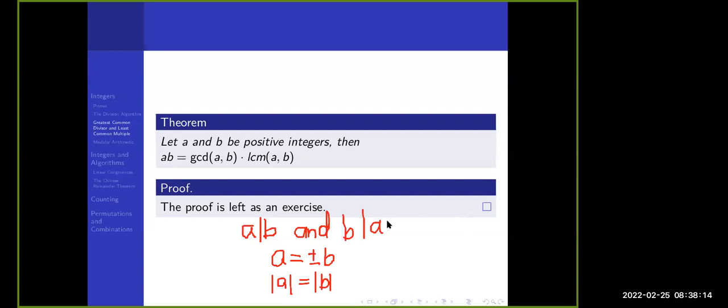So maybe they just use a definition of divisors. If B divides A, it means you can write A as a multiple of B. And also, if A divides B, then it means you can write B as a multiple of A. So you can work with that.